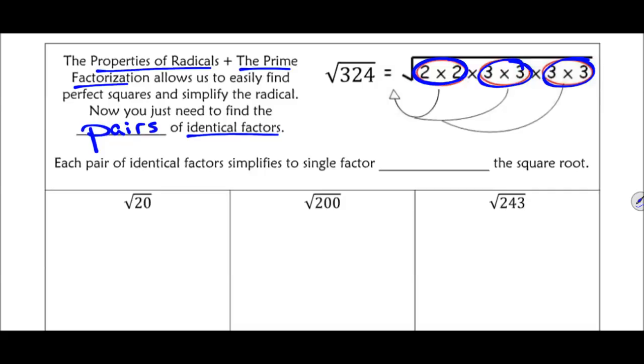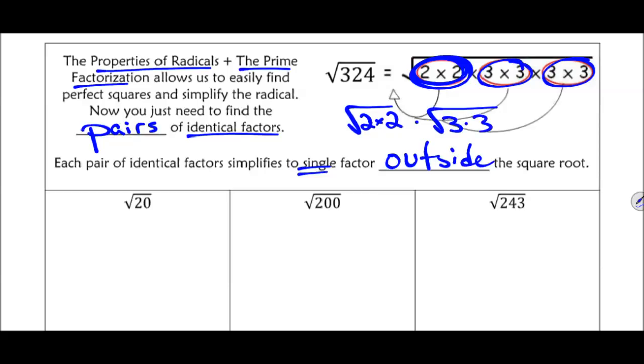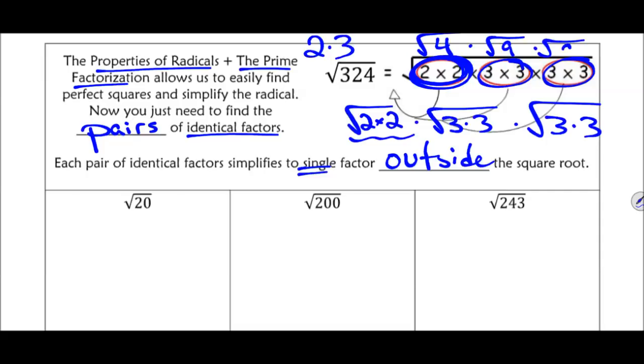Each pair is going to simplify to a single factor outside of the square root symbol. So we're effectively going to take the square root of that pair. Actually, I'm going to show it in that example. If I think about this, the square root of 2 times 2 times, I'm using that property that we learned before, the square root of 3 times 3 times the square root of another 3 times 3. The square root of 2 times 2, the square root of what is really just 4, is 2. The square root of what is really just 9 is 3. And the square root of another 9 is really just another 3.